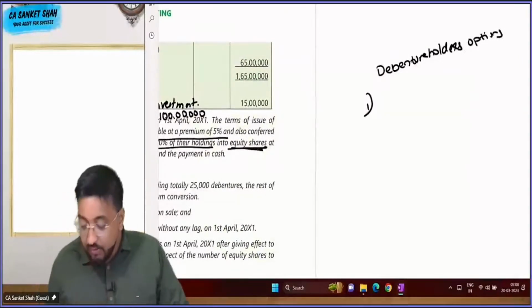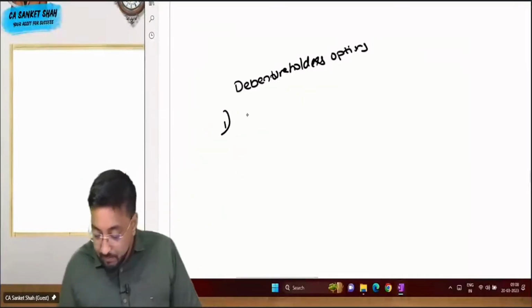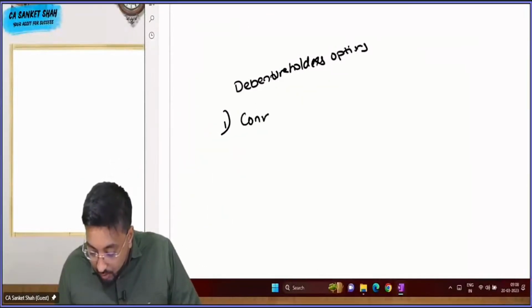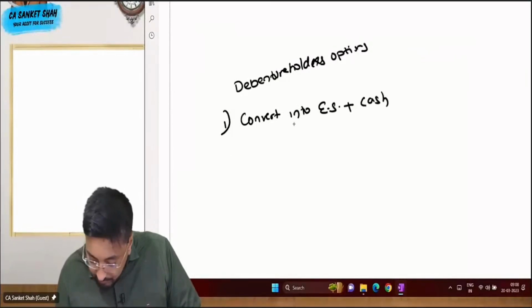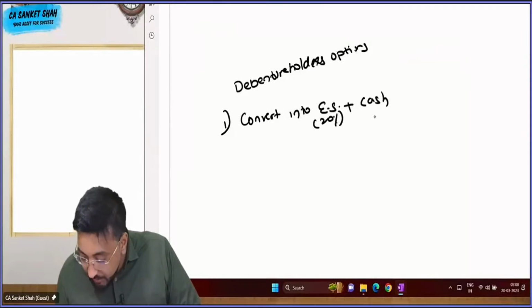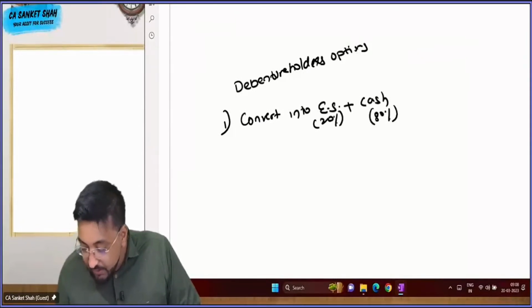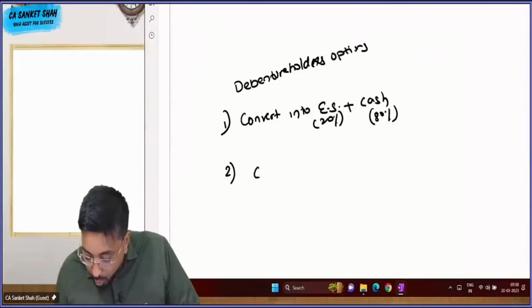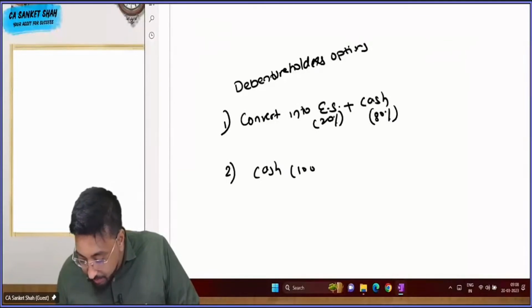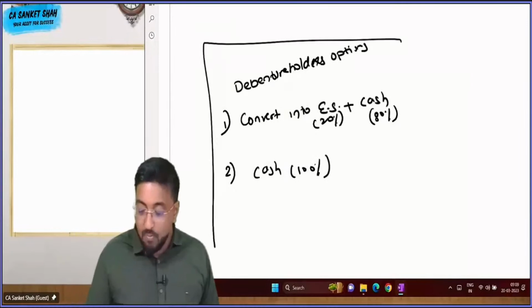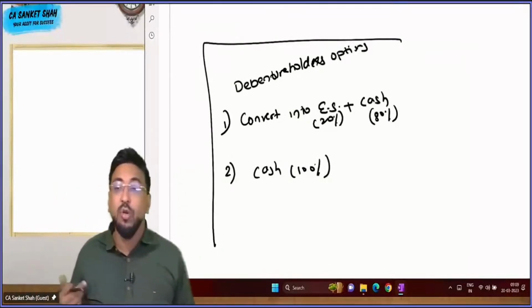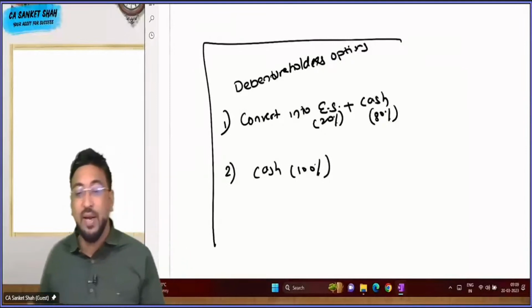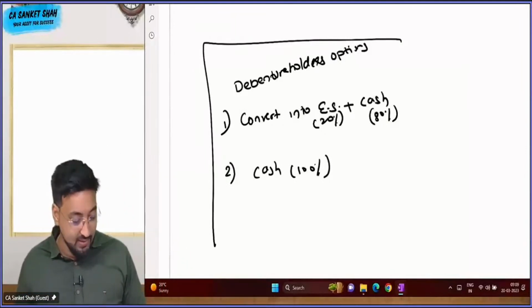Convertible है ना? Either convert into equity shares and take some cash, convert 20% equity shares and take 80% in cash, और पूरा cash ले लीजिए, cash 100%. So these are the options they have. So write down what are the options they have. Convert into equity shares 20% and cash में 80%.